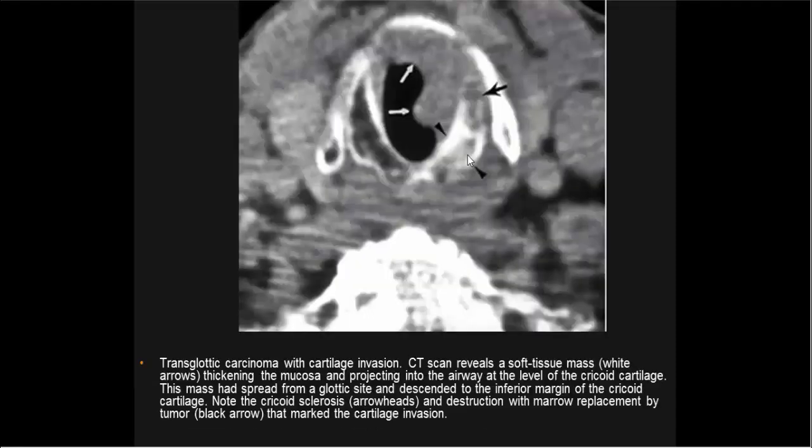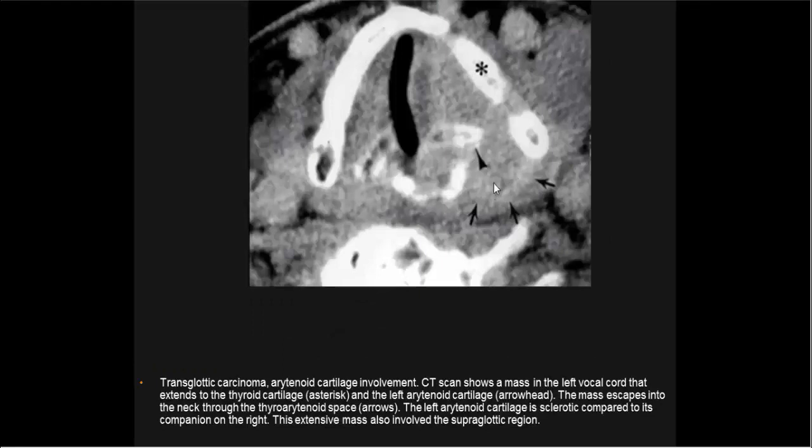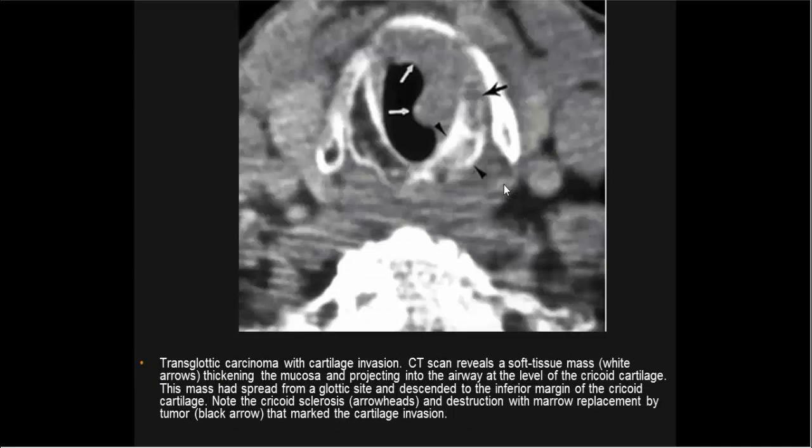Left arytenoid cartilage, as we see, this is left arytenoid cartilage sclerotic due to invasion, and the mass goes to the neck regions. Extension may be supraglottic regions. Transglottic carcinoma with tumor with cartilage invasions.